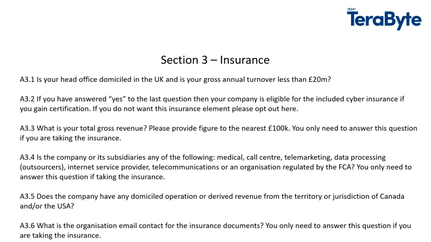A35, does your company have any domiciled operation or derivative revenue from the territorial jurisdiction of Canada and/or the USA? Again, this is down to insurance purposes. Tick yes or no. If you tick yes, just put a little bit about it. And then A36, what is your organization email contact for the insurance documents? As it says in that question, just put down the primary contact for who wants to receive the insurance documents.